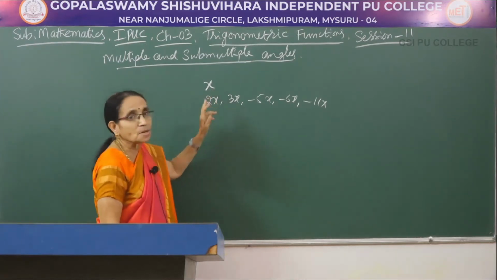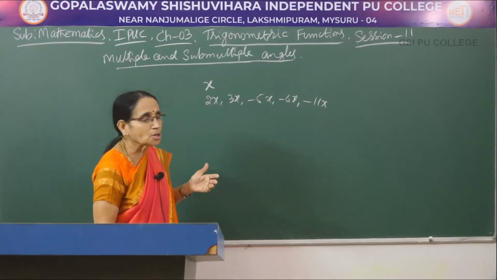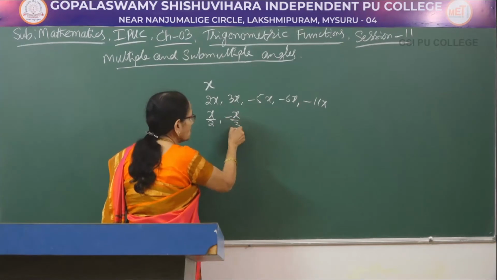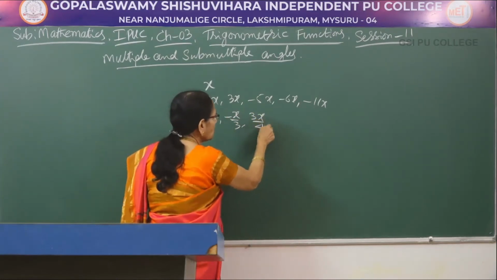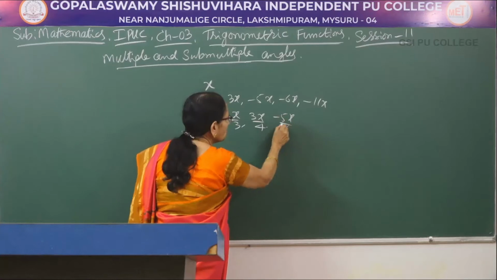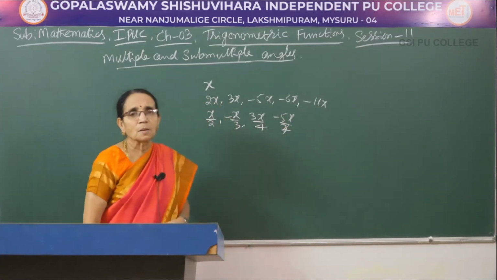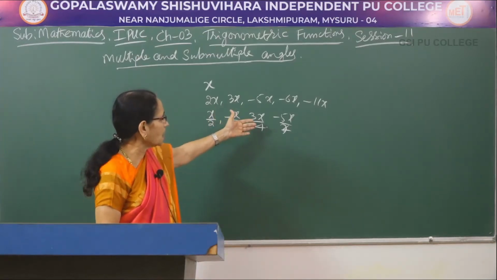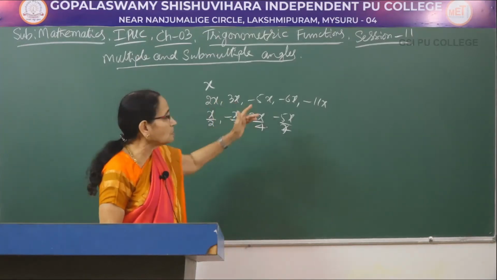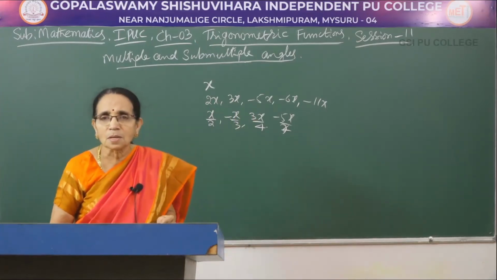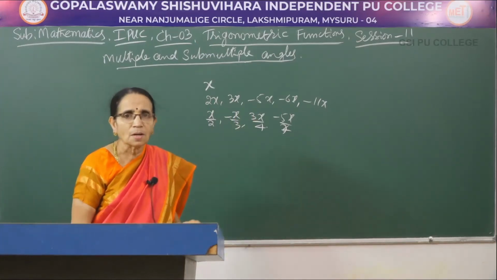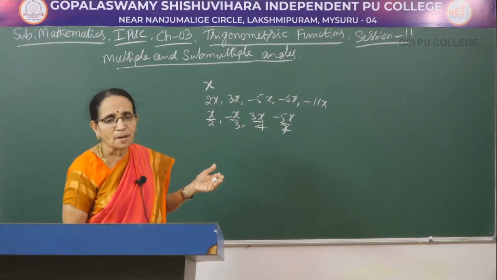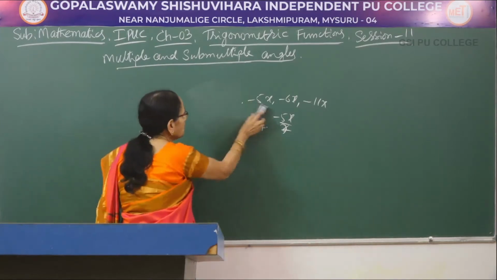Similarly, suppose this x is multiplied by a fraction or a rational number, that is x by 2 and minus x by 3 or 3x by 4 or minus 5x by 7, all of them we call submultiple angles, that is, less than 1. Most of them would have the value less than 1. So, when an angle is multiplied by an integer, it is called a multiple angle. When it is multiplied by a rational number, we call it a submultiple angle.